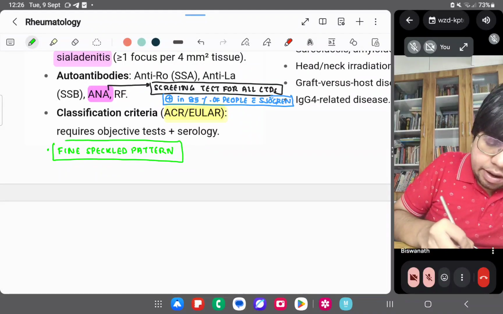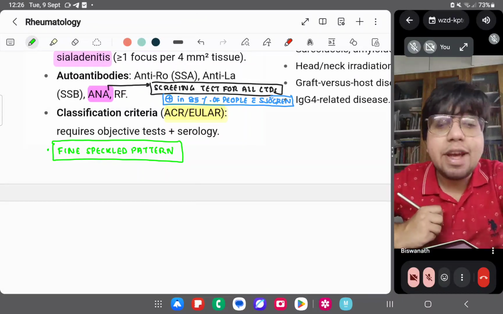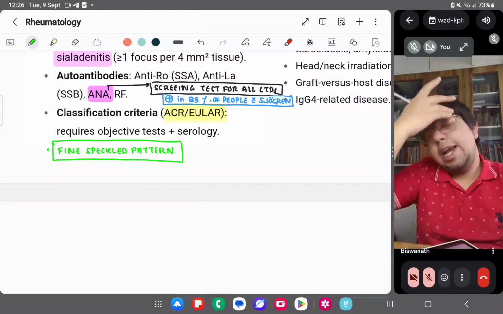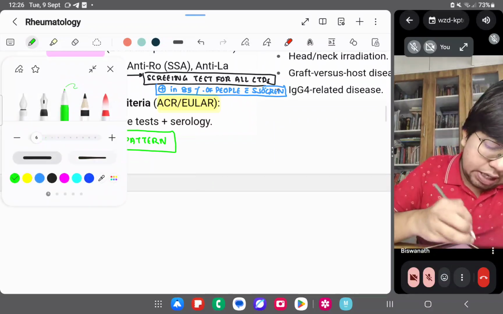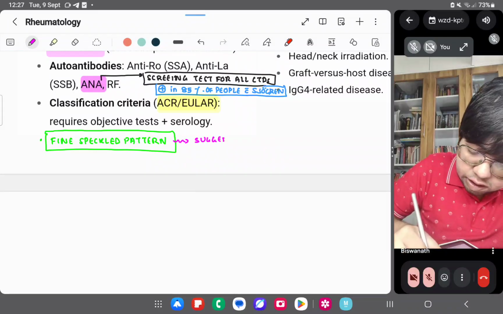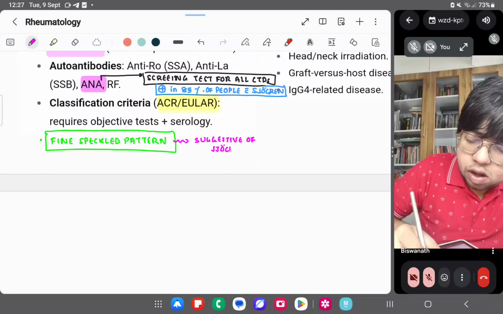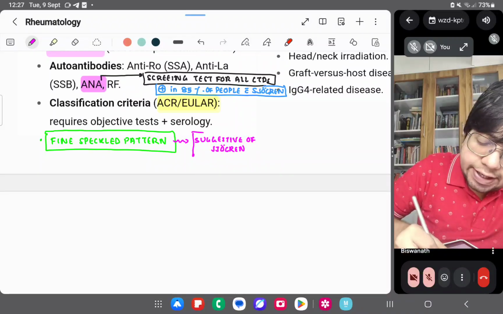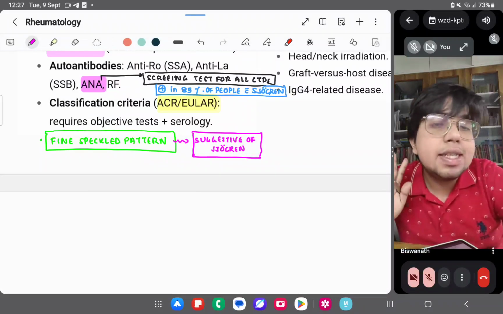Which pattern? Fine speckled pattern where the metaphase cells are negative, and this is suggestive of anti-Ro and anti-La. Okay, and here the fine speckled pattern is suggestive of Sjogren. Here only interphase cells are stained, metaphase cells are not stained. Okay, and this is suggestive of Sjogren.